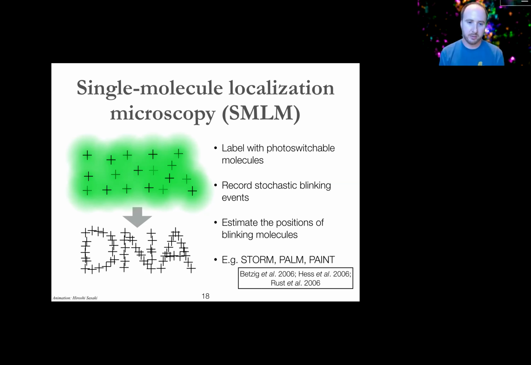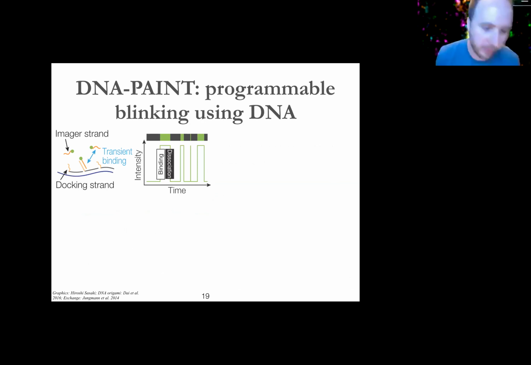And what we then do is reconstruct an image that ultimately comes from taking a 5 or 10 or maybe 30-minute time-lapse image, again, of a static object that's made up of thousands or more of these individual localization estimates. And the flavor of single molecule localization microscopy that I'm going to talk about today is one called DNA Paint.